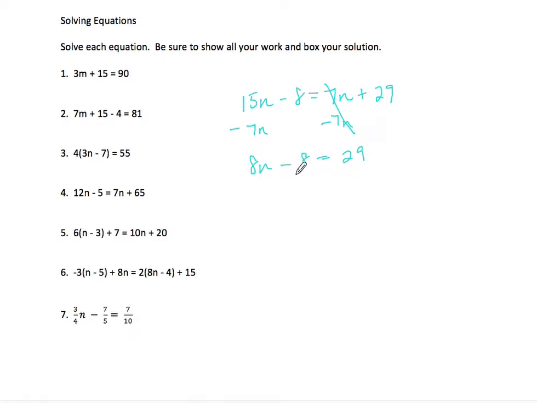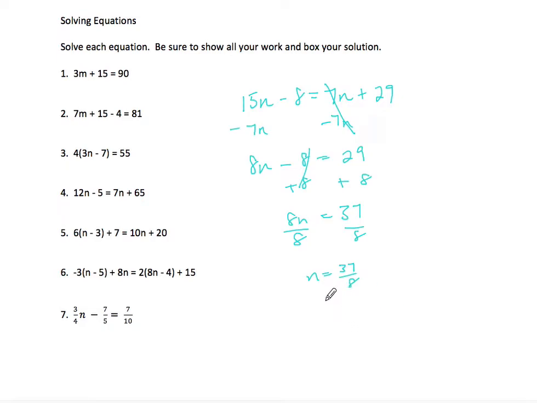All right. So we get rid of this minus 8 by adding 8 to both sides. These cancel out. We're left with 8n equals 37, and then we divide both sides by 8 and get n equals 37 eighths. All right.